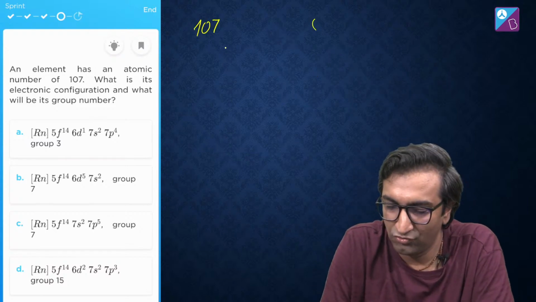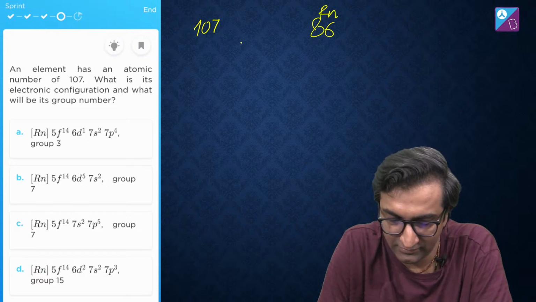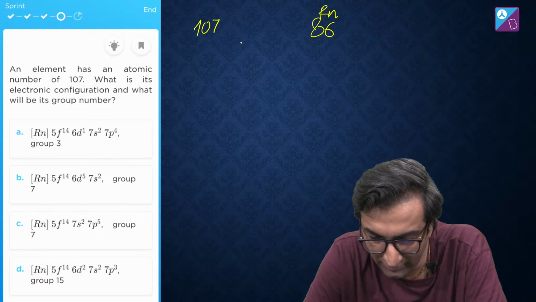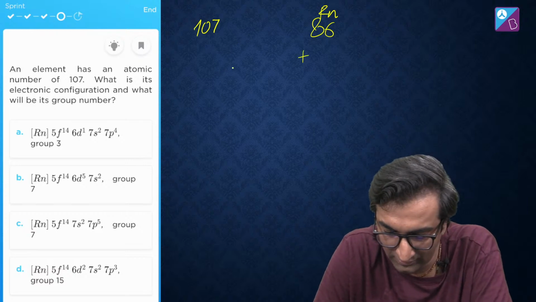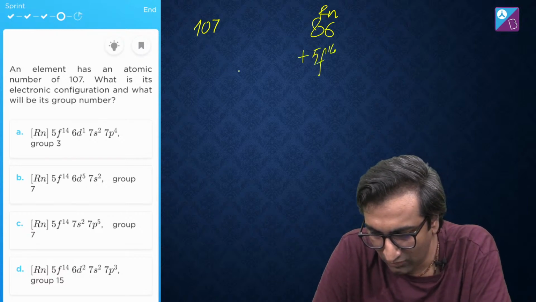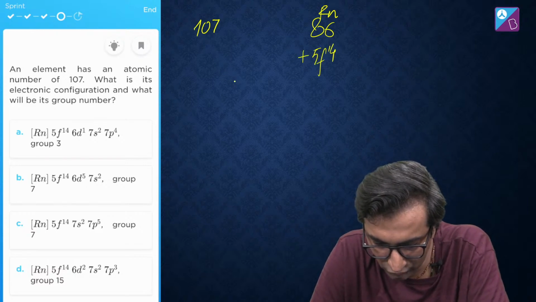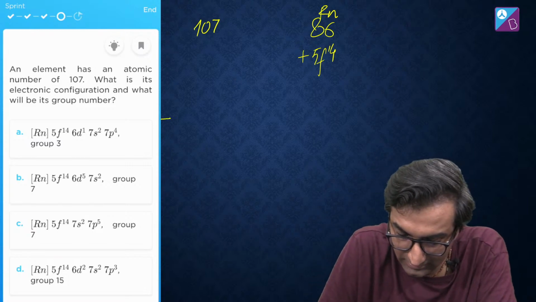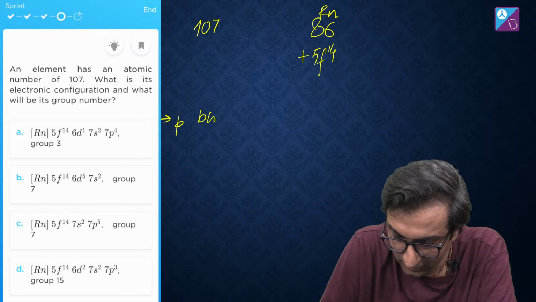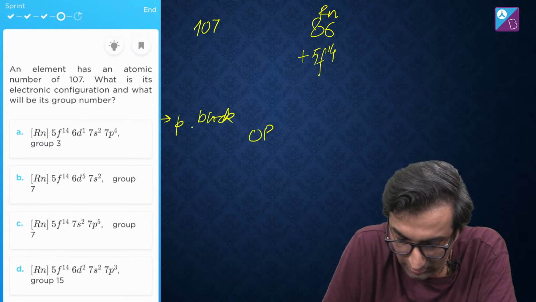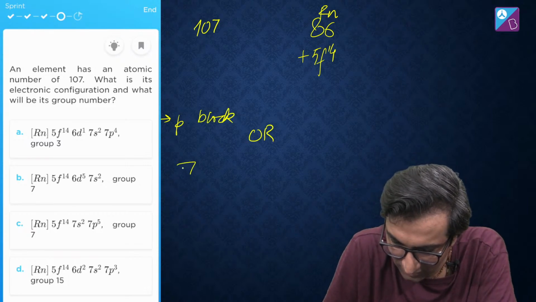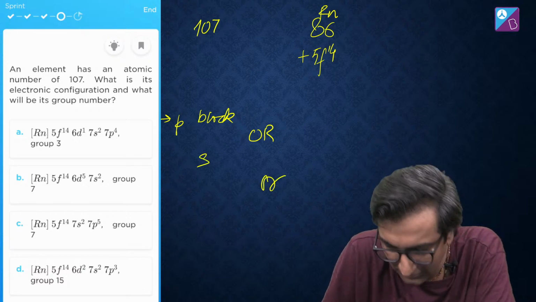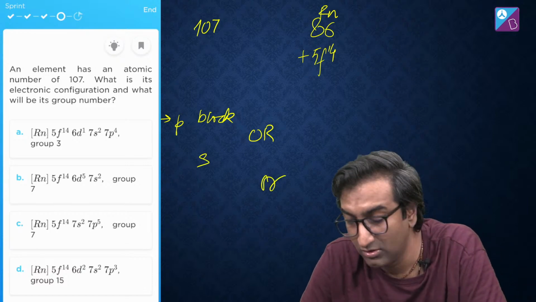107. Okay. So radon was 86. Can we do it from here? Can we see if there's some help from these options? Okay, radon hai plus 14. It's saying 5f14. Okay, group 3, group 7, group C. So looks like it is either a p block element or s block element or p. Okay, so it's either p or s. That's how you got to figure out.